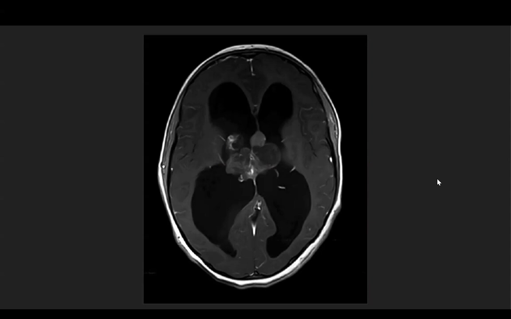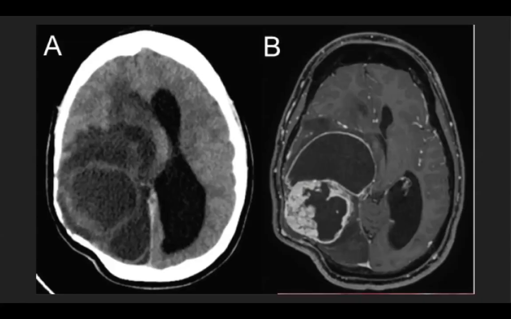So here is another one. You have a supratentorial lesion here, right? And assuming that this is an adult, what do you think is happening here?